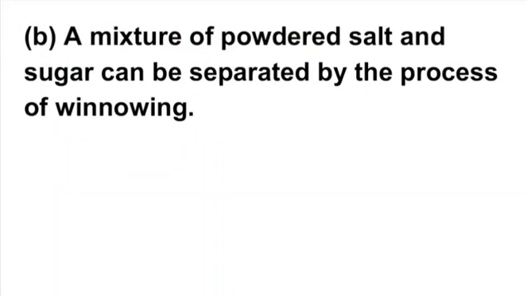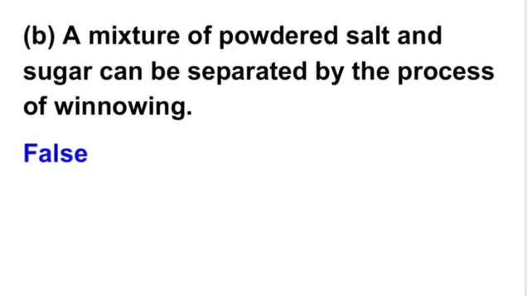B part: a mixture of powdered salt and sugar can be separated by the process of winnowing. First of all, you should know what winnowing is. It is a method of separating impurities with the help of wind or by blowing air. So, can we separate the mixture of powdered salt and sugar by winnowing? Students, we can't separate this mixture of salt and sugar by winnowing method. So this statement is false.